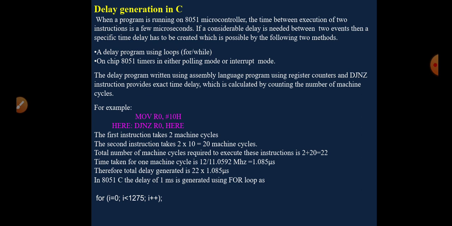Whereas in 8051 C, just by using statements like for i equal to 0, that is the initialization, i less than 1275, that is a conditional statement, i plus plus, post increment, comparing the value 1275, this for loop will create a delay of 1 millisecond.